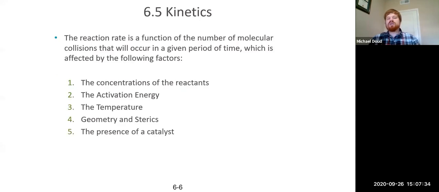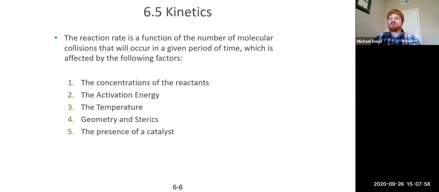Okay, so there are going to be 5 different factors that affect the rate of a reaction. And these are all the things that we need to keep in mind as we talk about the rates of reactions moving forward. Number 1 is the concentrations of the reactants. 2, activation energy. 3, temperature. 4, sterics. And then 5, catalysts. So we'll talk about each of these in turn.